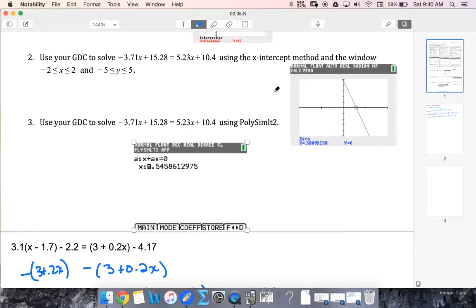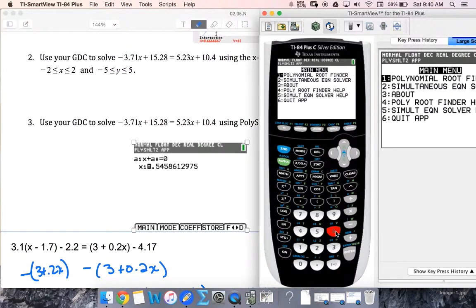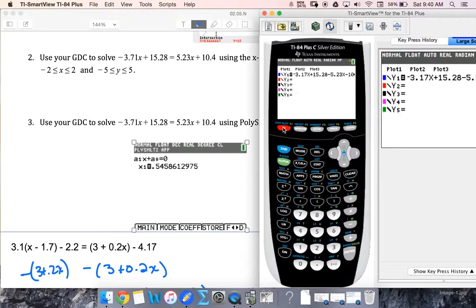Ooh, those are not the same answers. Let's go back. I have a feeling that in my, so main menu and quit, but feeling in my y equals I did 3.17, not 3.71. All right, let's fix that. 7, 1, graph.